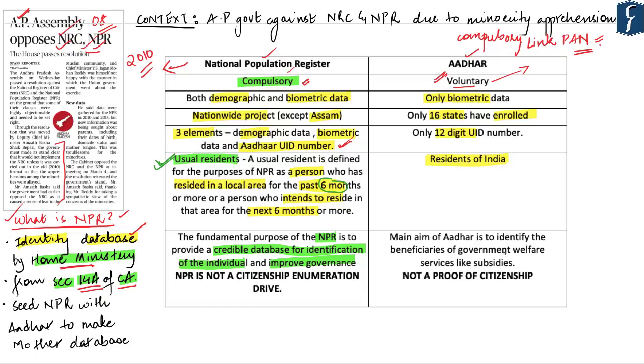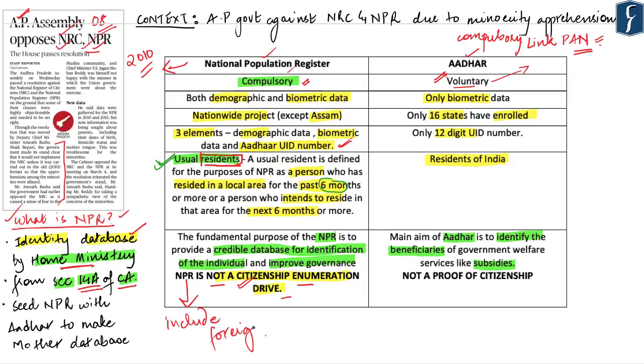However, on the other hand, the main aim of Aadhar was to identify the various beneficiaries of the government welfare schemes such as subsidies, DBTs, etc. Hence, it is due to this reason NPR is not a citizenship enumeration drive. This word is like a tongue twister. And the reason why it is not a citizenship enumeration drive is because NPR will also include foreigners.